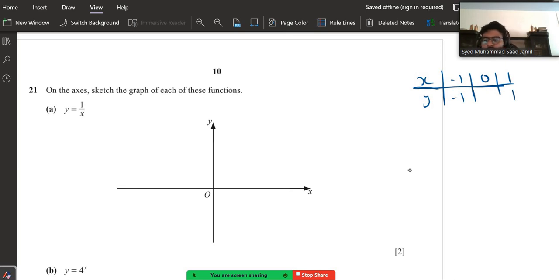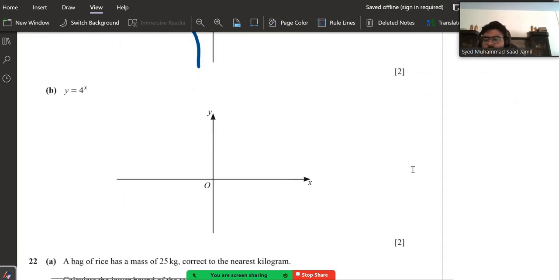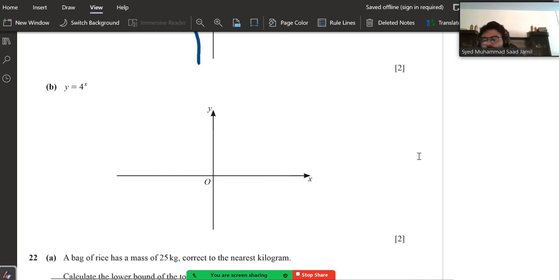So -1 comma -1 is like this point, and 1 comma 1 is like this point. So these graphs are basically made like these. If you plug in more values, you will get a graph like this. Now moving on to the next part, it says y is equal to 4 raised to power x. This is an exponential graph. Once again, we'll just use values 0, 1, 2. When we plug in 0, any number raised to the power 0 is 1. When we plug in 1, we get 4, and when we plug in 2, 4 squared is 16.